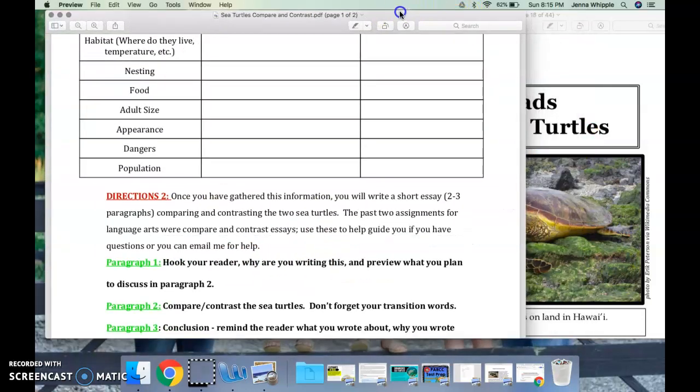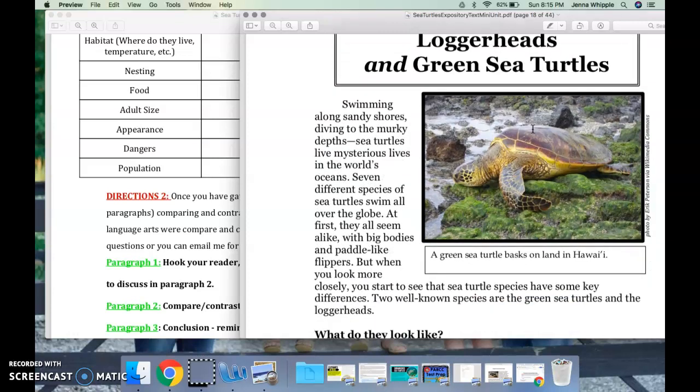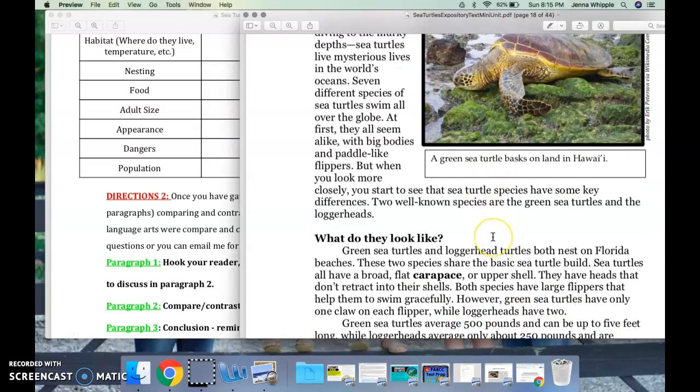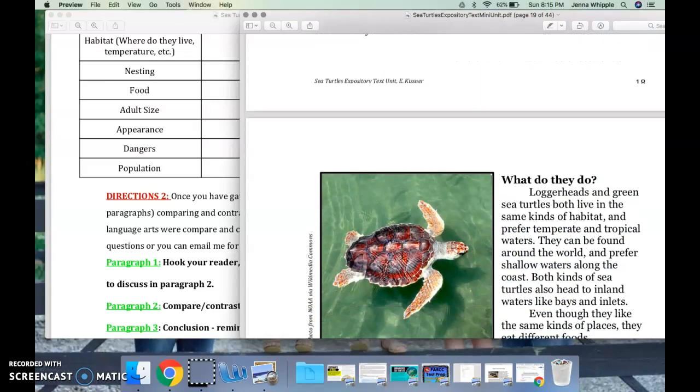So the first article that you guys did, the loggerheads and green sea turtles, this is an example of an alternating compare and contrast essay. So throughout this, it compares and contrasts the green sea turtles with the loggerhead turtles in an alternating form. So right here it says green sea turtles average 500 pounds and can be up to 5 feet long, while loggerheads average only about 250 pounds and are usually about 3 feet long. So throughout this article, it alternates information about the different turtles.